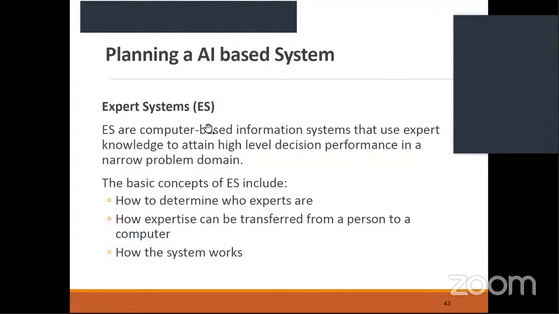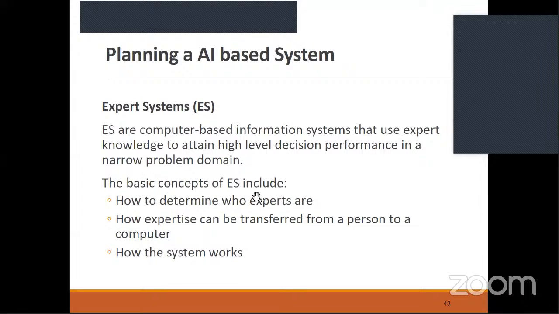I have already told you what an expert system is. Expert systems are computer-based information systems that use expert knowledge, which comes from an expert of a particular domain, to attain high-level decision performance in a narrow problem domain. So we normally take experts, extract some knowledge from them, represent that knowledge in a system, add inference rules, and then make conclusions from that knowledge.